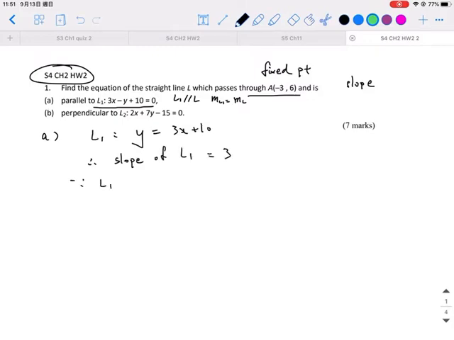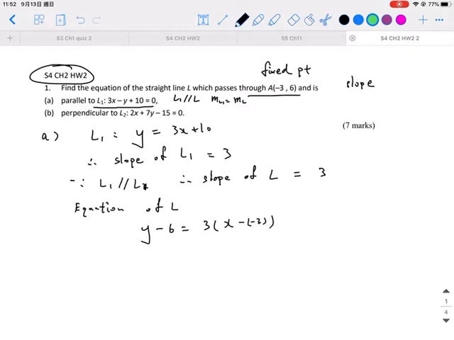Okay, and because L1 is parallel to L, the slope of L is equal to 3 also. And the equation of L should be y minus the fixed point 6 equal to 3 times x minus -3, right? So y minus 6 equals 3 times x plus 3, and y minus 6 equals 3x plus 9.